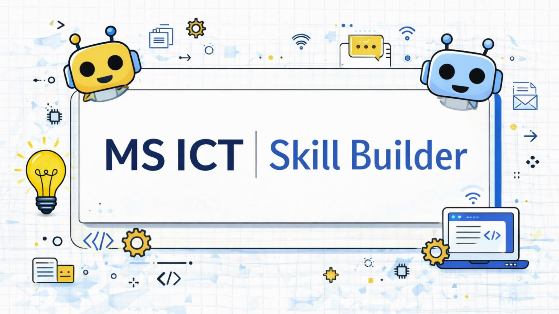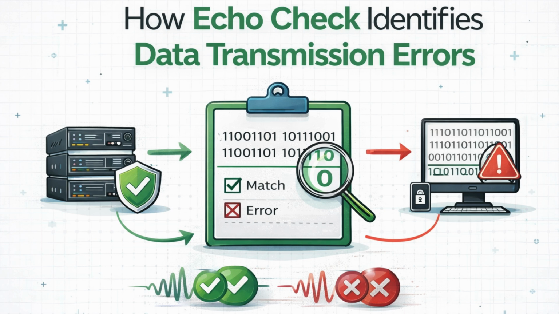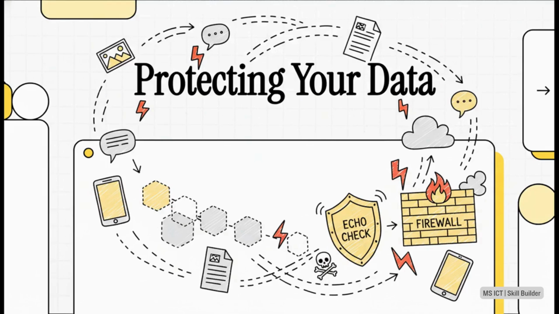In this session, we'll explore how the Echo Check method serves as a reliable tool for identifying data transmission errors between devices. Okay, let's get right into it.